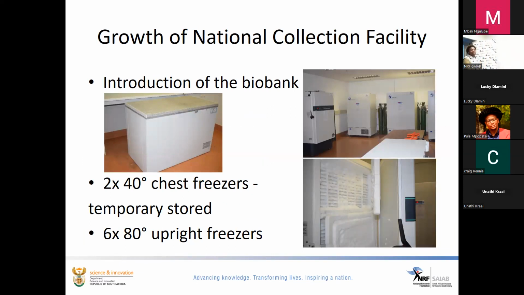The reason why we have few tissues compared to our voucher specimens is that the biobank was introduced later. So I think Roger is the first person to start taking tissues from the fish, and he used to keep those tissues in his office. And then later on, they bought a freezer, which is the normal freezer that we use at home. But now we have 8 freezers: 2 chest freezers to temporarily store the tissues, and then 6 upright freezers.